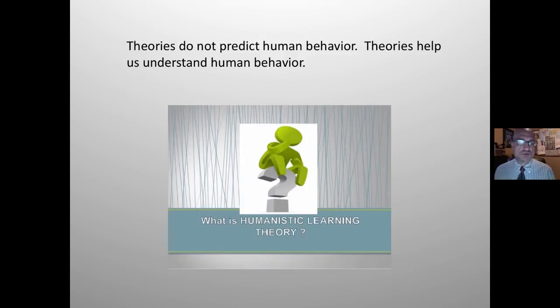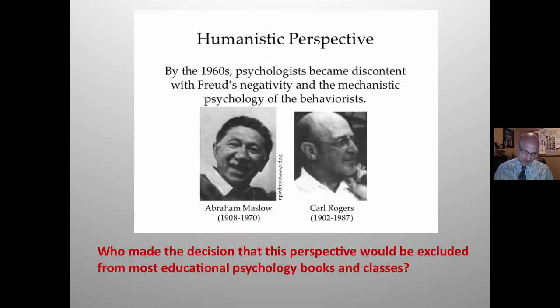Know that theories do not predict human behavior. Theories help us understand human behavior. Psychologists Carl Rogers and Abraham Maslow are generally thought to be the founders of modern humanistic learning theory. However, if you look at most educational psychology textbooks and classes, this perspective is not included.